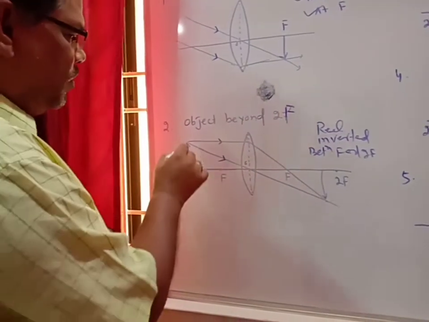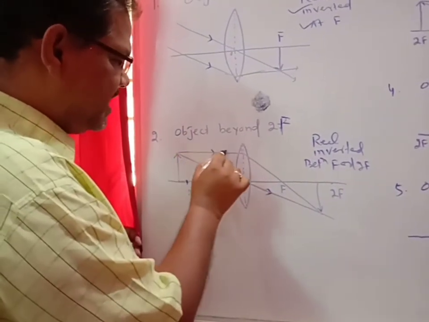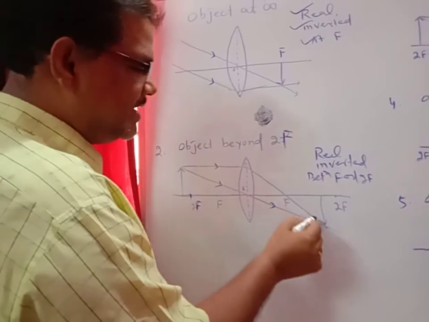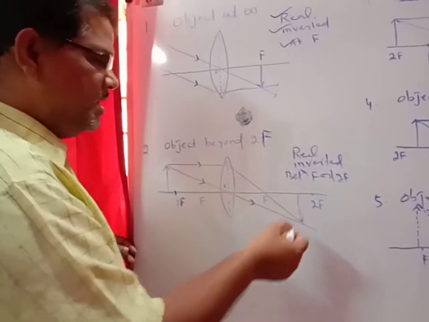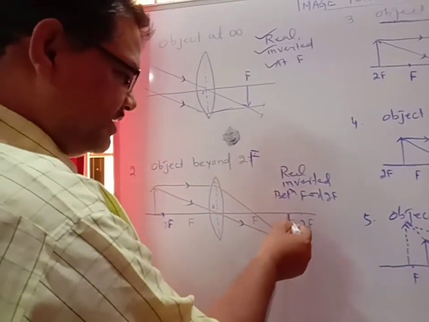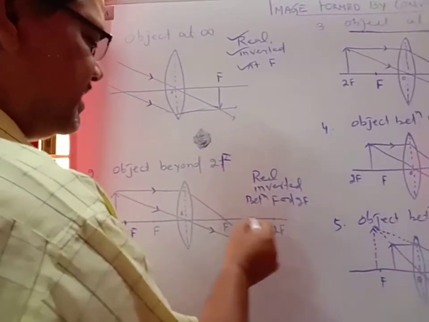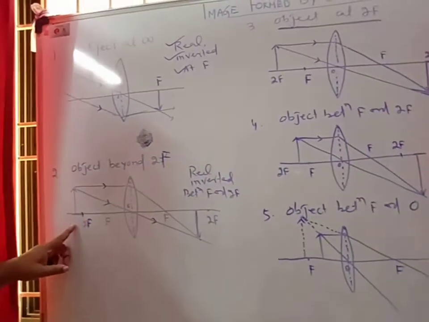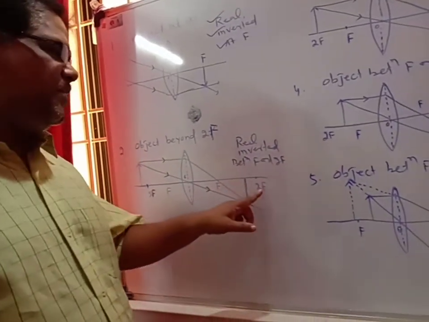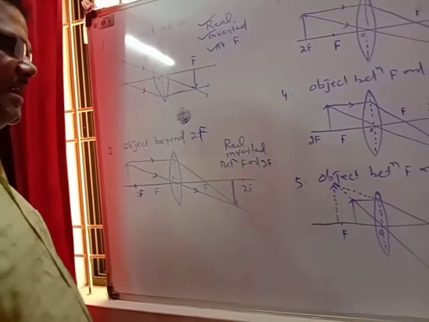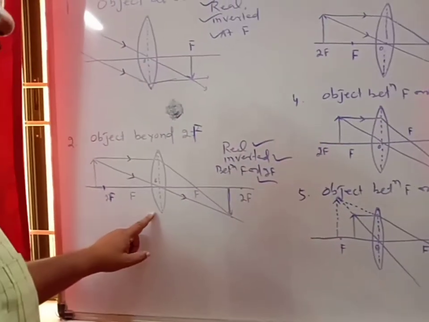What happens here? One ray is passing through the optical center and remains undeviated, and another ray which is parallel to the principal axis, after refraction they meet at a point, and hence a real inverted image is formed, situated in between the principal focus and center of curvature. If the object is beyond the center of curvature, that is beyond 2F, the image will be formed in between F and 2F. The image so formed is real, inverted, and between F and 2F. That is case number 2.